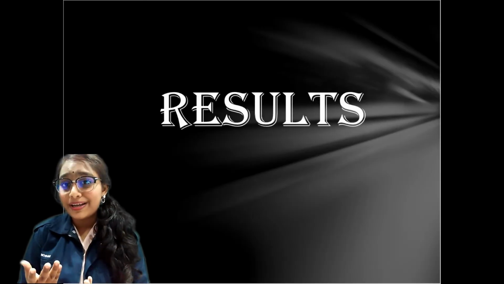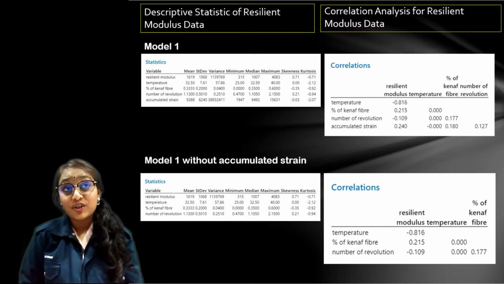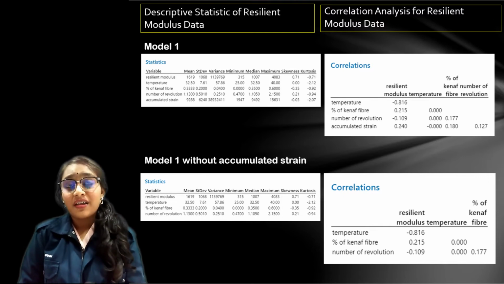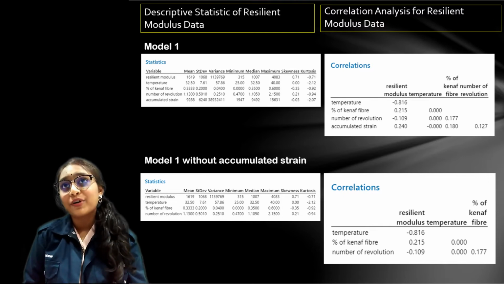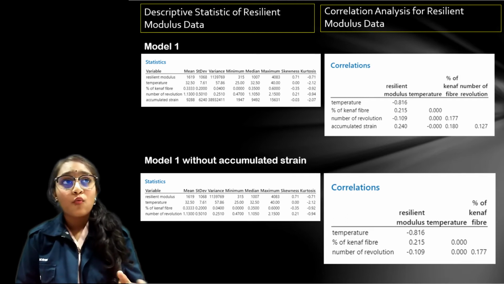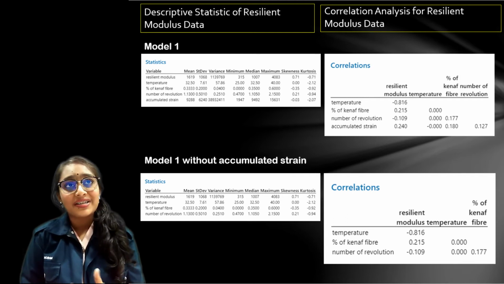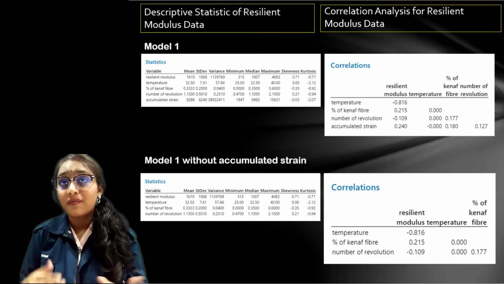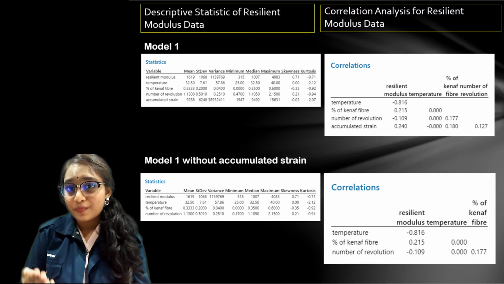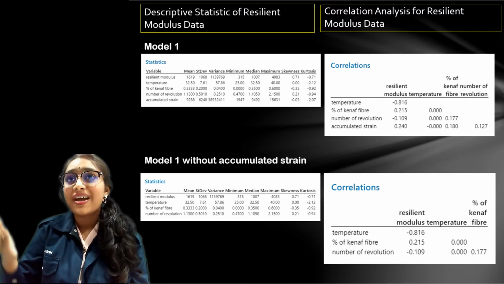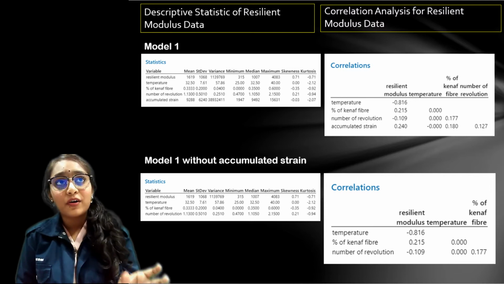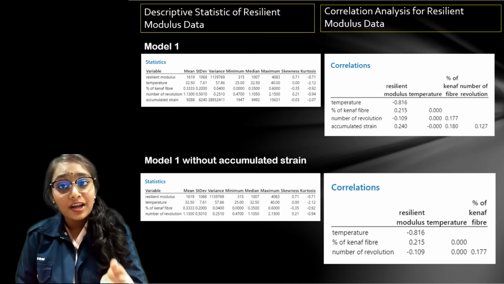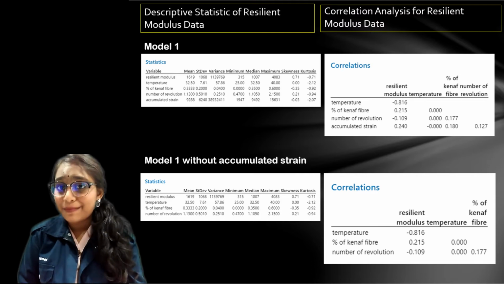Now I will be explaining the results obtained. There were two models developed in this project. The first model relates the resilient modulus to the temperature of the test, which was at 25 degrees Celsius and 40 degrees Celsius, percentages of kenaf fiber, which was in the range of 0, 0.2, 0.3, 0.4, 0.5, and 0.6%, and the number of revolutions from the abrasion loss and also the accumulated strain from the dynamic creep test.